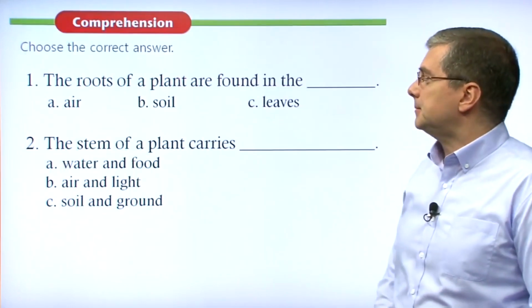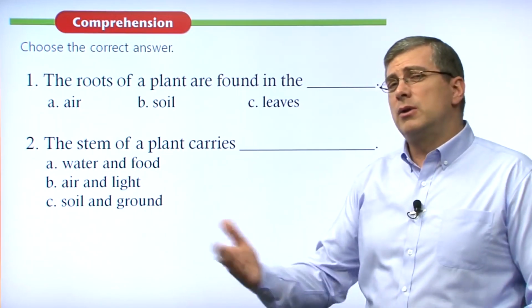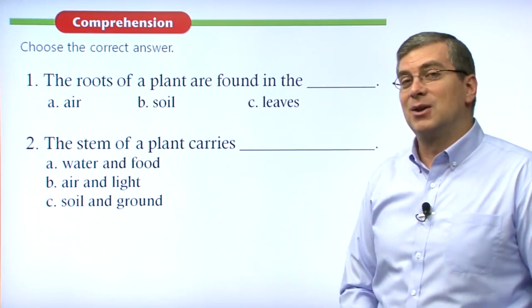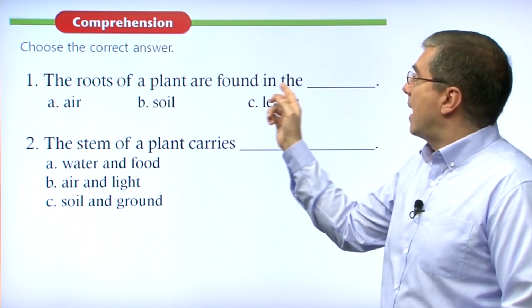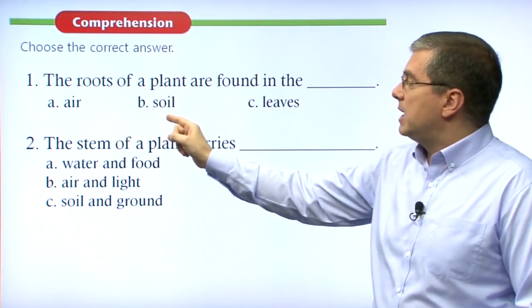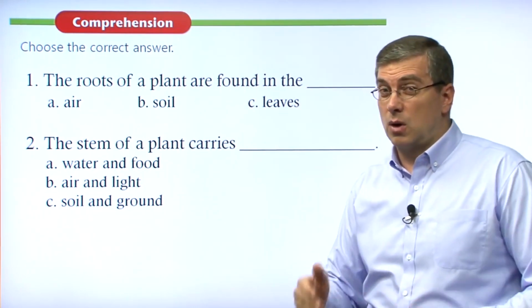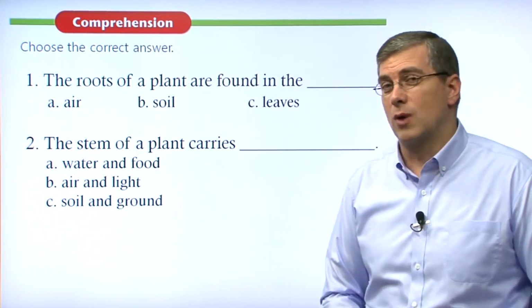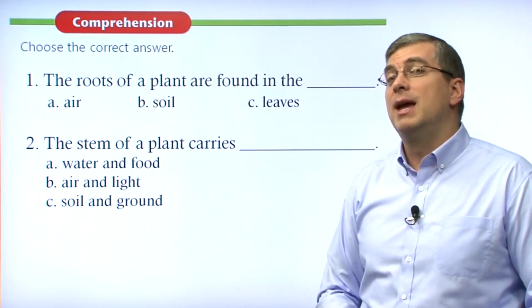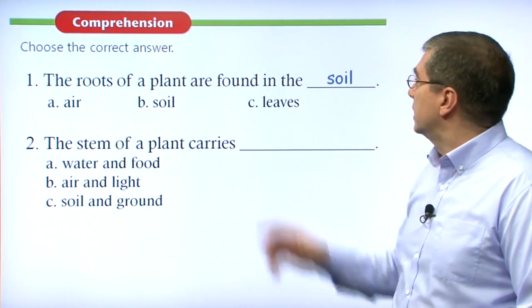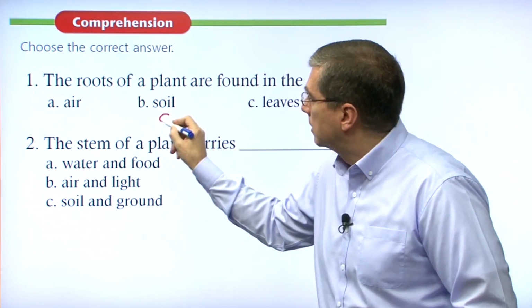Okay, let's move on. Now, we have a review here. This is reading comprehension, right? How well did you understand the reading passage? Let's take a look at the different questions. Question number 1. The roots of a plant are found in the A, air, B, soil, C, leaves. Now this might be a little tricky because they're using a different word, right? Before we learned about ground. The roots of a plant are in the ground. What is another word that means the same as ground? And that would be, of course, soil. Soil is the same as ground. Whoops. There we go.